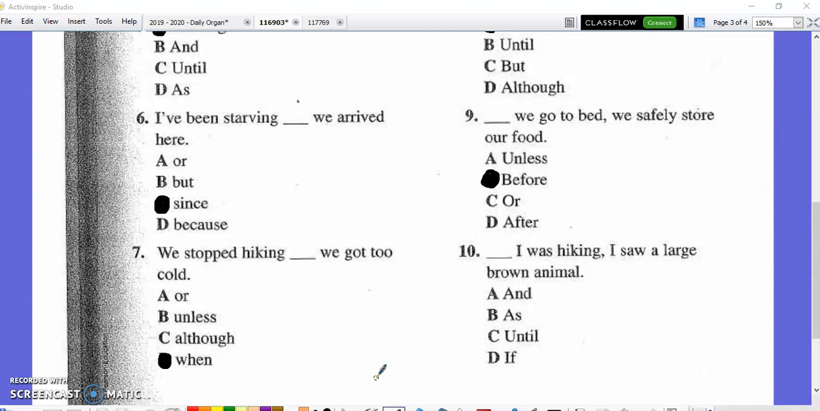Finishing up with this quiz, we'll look at number 10. Blank, I was hiking, I saw a large brown animal. Is the answer A, and, B, as, C, until, or D, if? Pick the best response now. The best response is B, which is the word as. As I was hiking becomes our dependent clause. It could not stand alone, especially because it starts with the word as. The independent clause, I saw a large brown animal, could stand alone. It would make sense on its own. And when pieced together, we have a complete complex sentence.